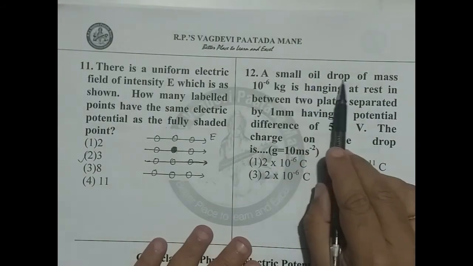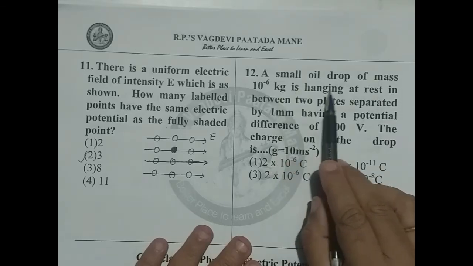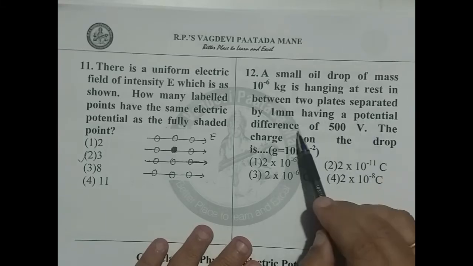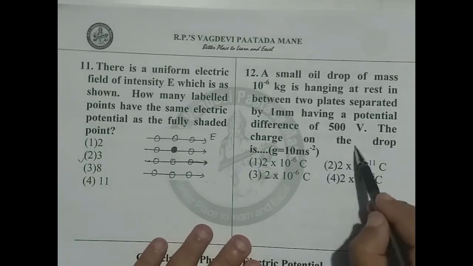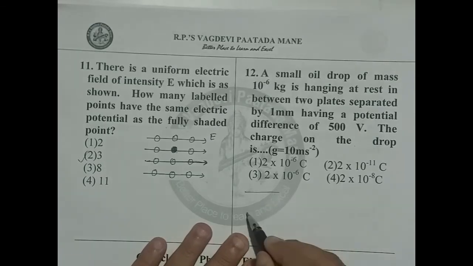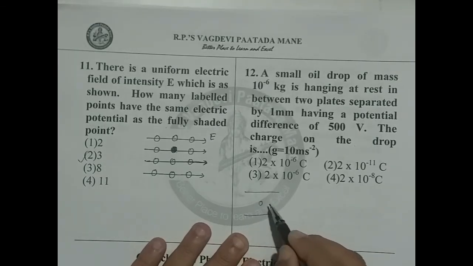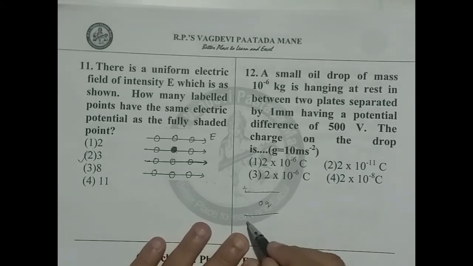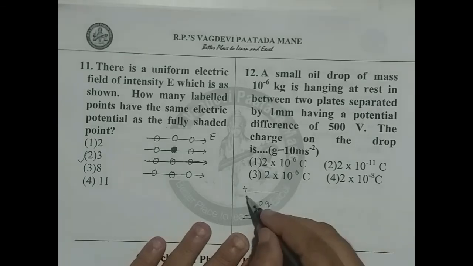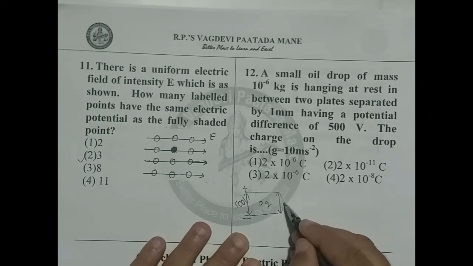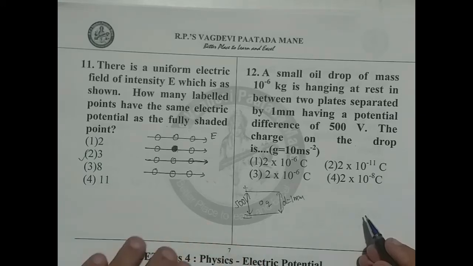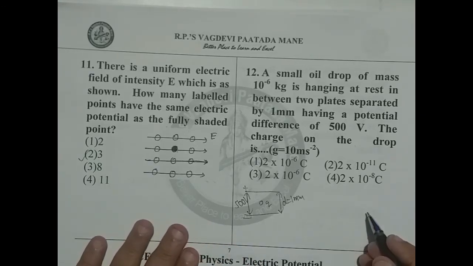A small oil drop of mass 10 raised to minus 6 kg is hanging at rest in between 2 plates separated by 1 millimeter having a potential difference 500 volt. The charge on the drop is to be found. Let me draw a small simple figure: there is a small drop with charge Q and it is suspended between 2 plates where the electric field is applied. Potential difference 500 volt is applied and the separation d is 1 millimeter. So in this case, as charge is at rest, its weight is balanced by electric force.